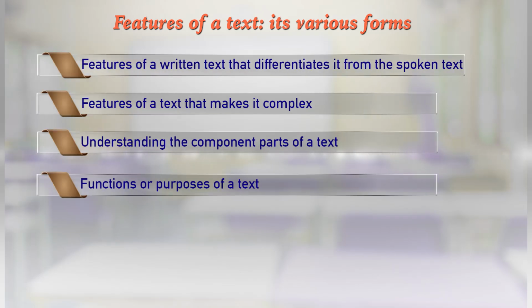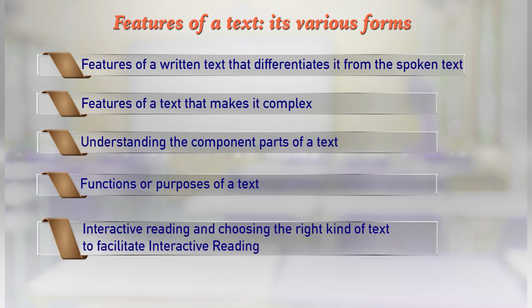Hello learners, today we are going to learn about features of a text and its various forms. In this module, we are going to learn about features of a written text that differentiates it from the spoken text, features of a text that make it complex, understanding the component parts of a text, functions and purposes of a text. We'll also learn about interactive reading and choosing the right kind of text to facilitate interactive reading.